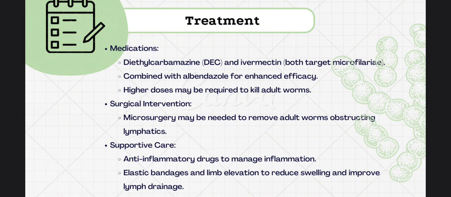Next is surgical intervention. Microsurgery may be needed to remove adult worms obstructing the lymphatics. And for the last treatment, supportive care: anti-inflammatory drugs to manage inflammation, and elastic bandages and limb elevation to reduce swelling and improve lymph drainage.